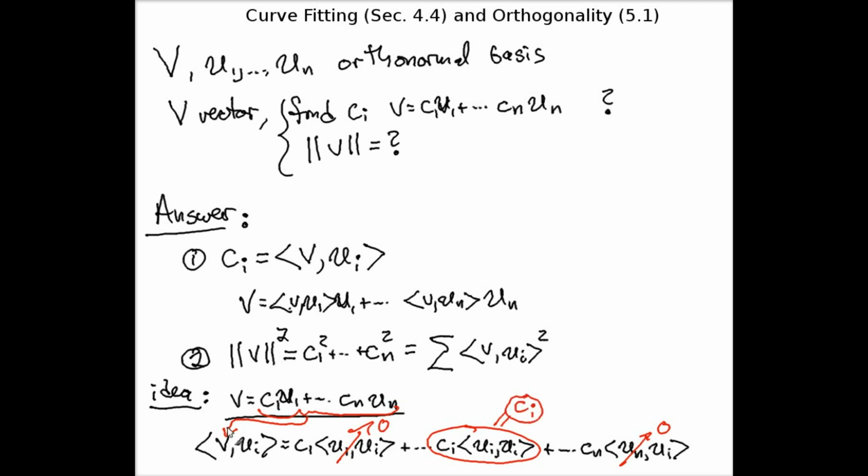And that gives you a formula. CI is equal to the inner product of V with UI. So that's this. And I'll leave the rest of this.